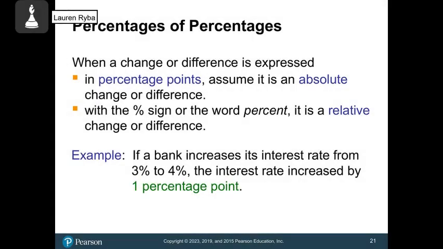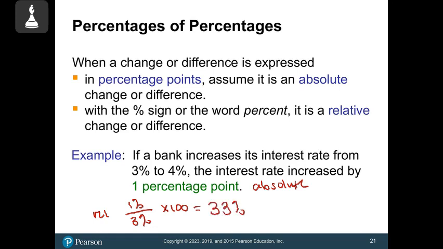So how do you know if you're doing an absolute change or a relative change? Because sometimes we're going to have to find percentages of percentages. Well, remember that if the final answer has the percent word in it, that's our relative change. And if we're just calculating the overall difference, that is an absolute change. So, an example, if a bank increases its rate from 3% to 4%, the interest rate increased by 1 percentage point. That is absolute. The relative would be taking that 1 percentage point divided by your original 3% and times 100. 1 divided by 3 times 100 is 33%, and your relative will always have the percent symbol in the answer.